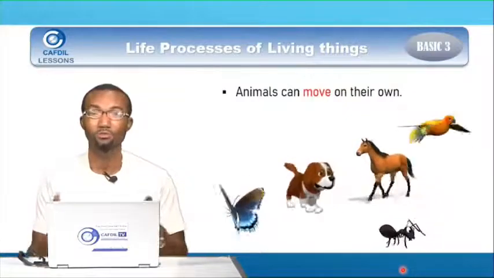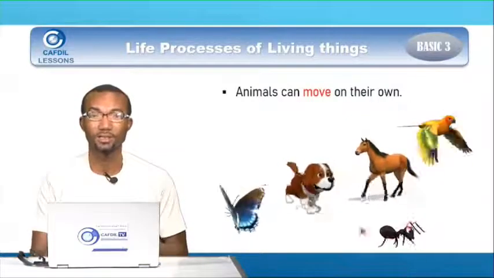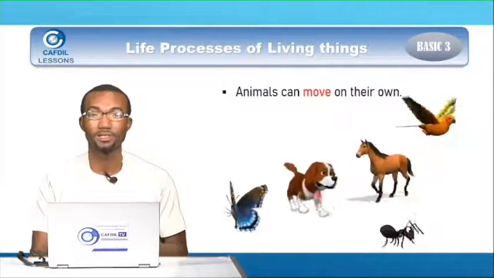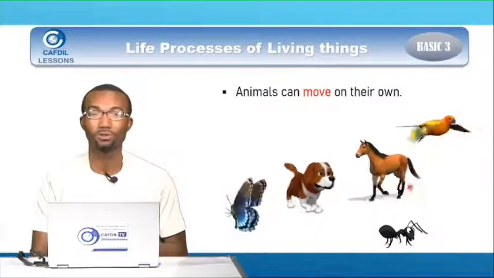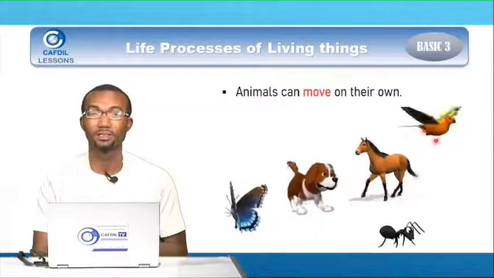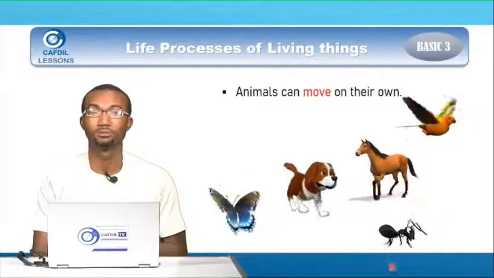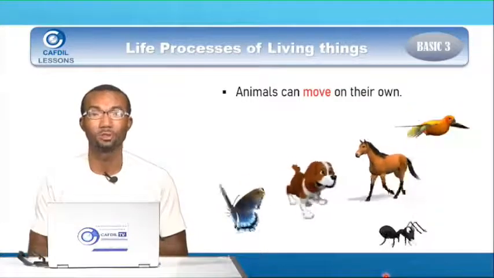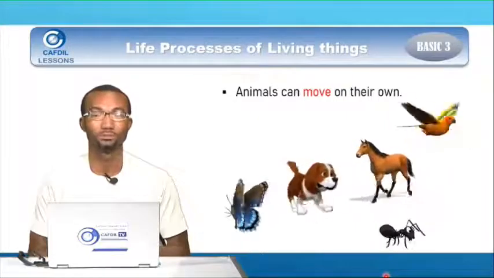Animals can also move on their own. You can see the butterfly, it moves by flying. You can see the dog, it moves by walking. This horse is also walking. This bird is also flying. This ant is also moving by walking. So animals too can move on their own.